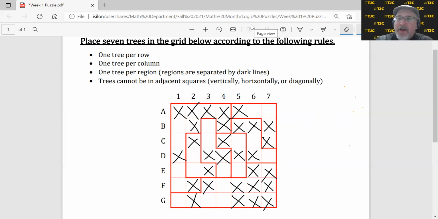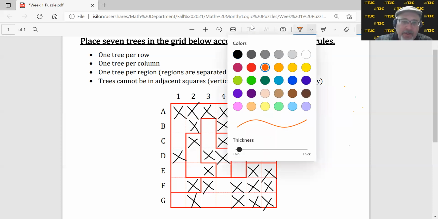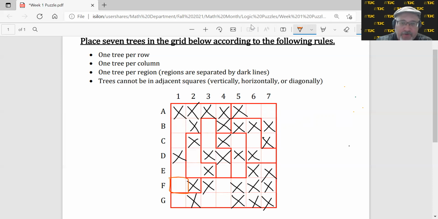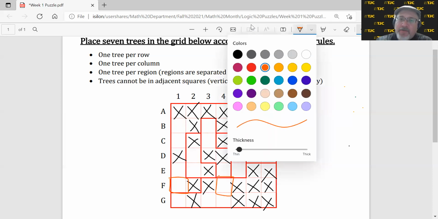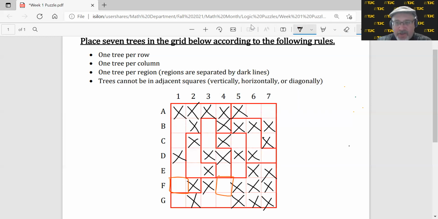Okay, look at row F. In row F, there's only two squares available for trees, F1 and F4. Is there another square that would cross out both of those as possible locations? And the answer is yes, G1. If there were a tree in G1, it would cross out F1 by adjacency and F4 by being in the same region, and that would wipe out every location for a tree in row F. So we can't have a tree in G1.